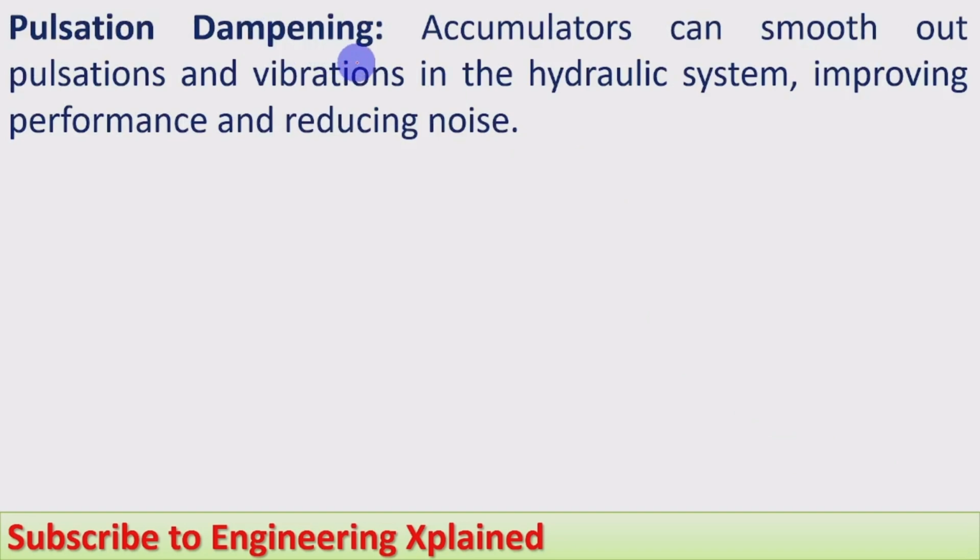Pulsation dampening. Pulsating output is produced by most hydraulic pumps. Particularly, reciprocating pumps produce more pulsation in the supply, and that pulsation will be dampened and reduced, and a continuous supply from the pump can be achieved by using accumulators. Accumulators can smooth out pulsations and vibrations in the hydraulic system, improving performance and reducing noise.